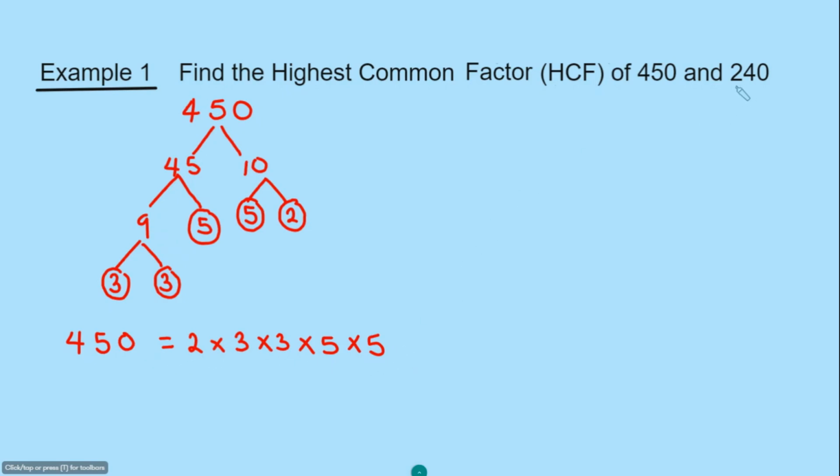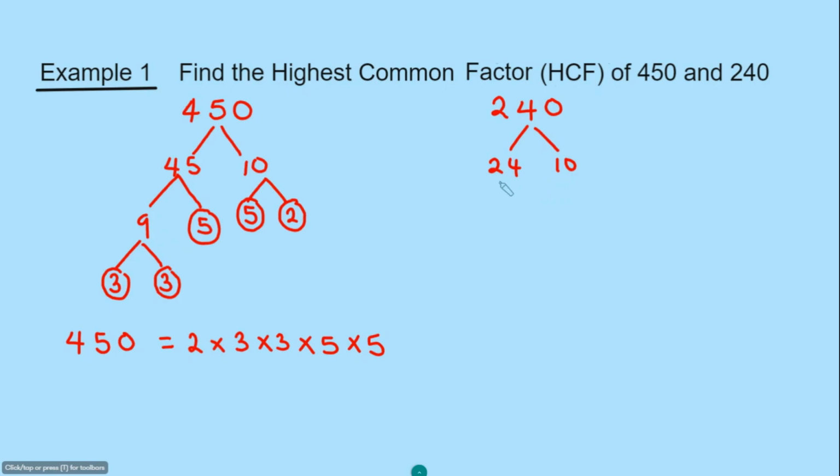Next, I'm going to the next number, 240, and do the same by splitting it up. So I'm going to take the space here, 240. Now, two numbers that multiply to give me 240. For me, I like to take 24 and 10. Remember, you can use any two numbers that multiply to give 240, but I like to use these two numbers because it makes my work a lot easier.